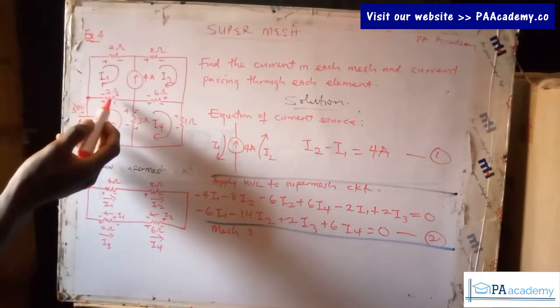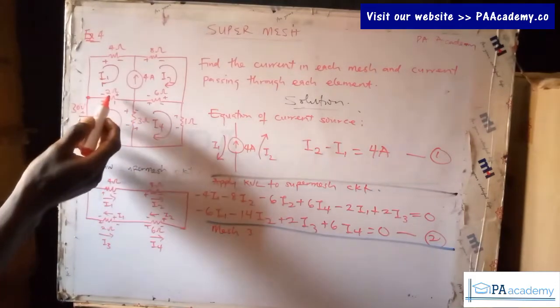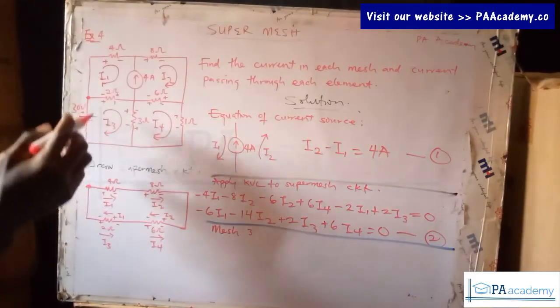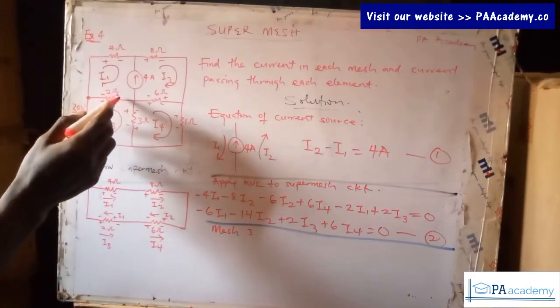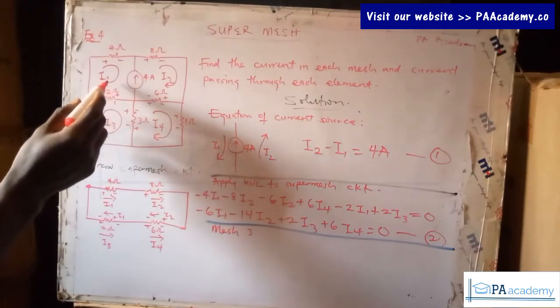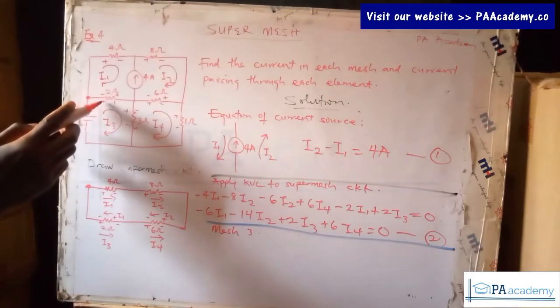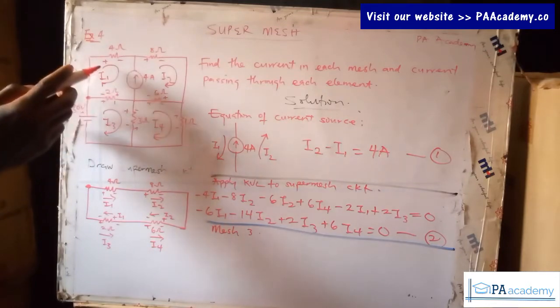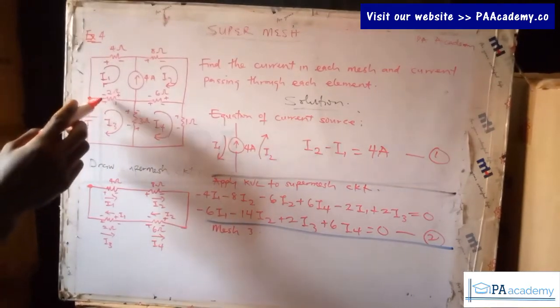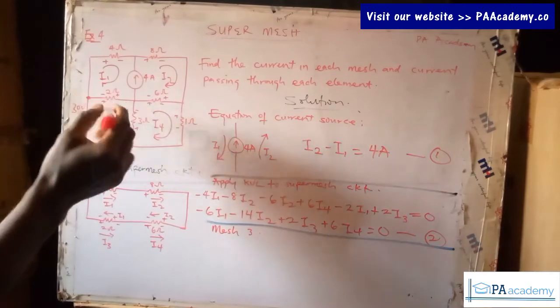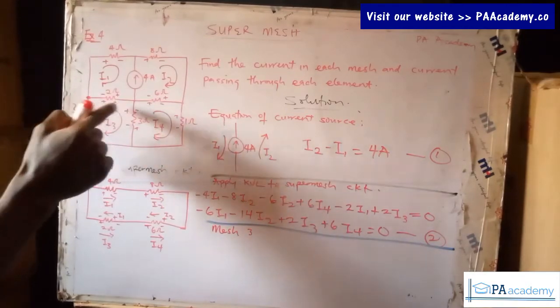Alright, so the first element I'm coming across on this particular mesh is this 2 ohm resistor. So let's do the same thing. So from negative to positive, and because of current I1, you can see that's current I1, that's why it's negative. From negative to positive due to current I1, while from positive to negative is I3.